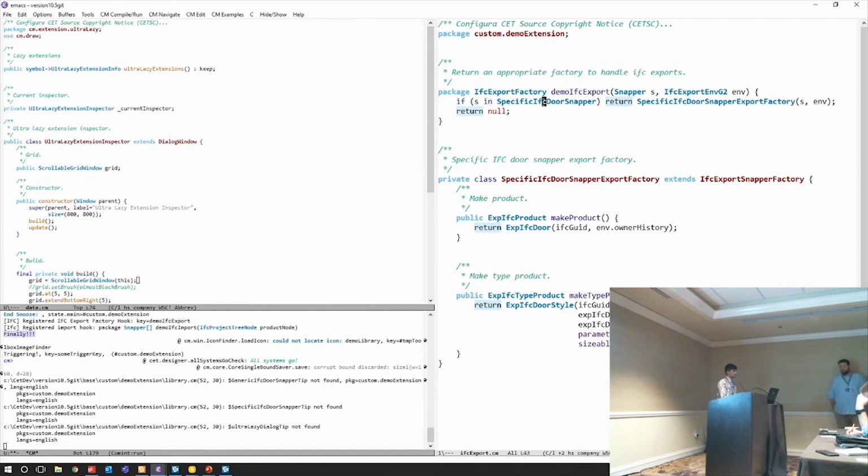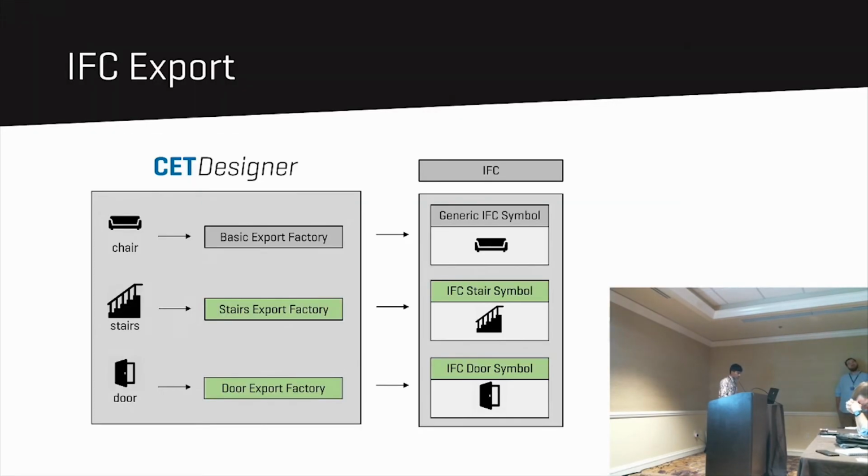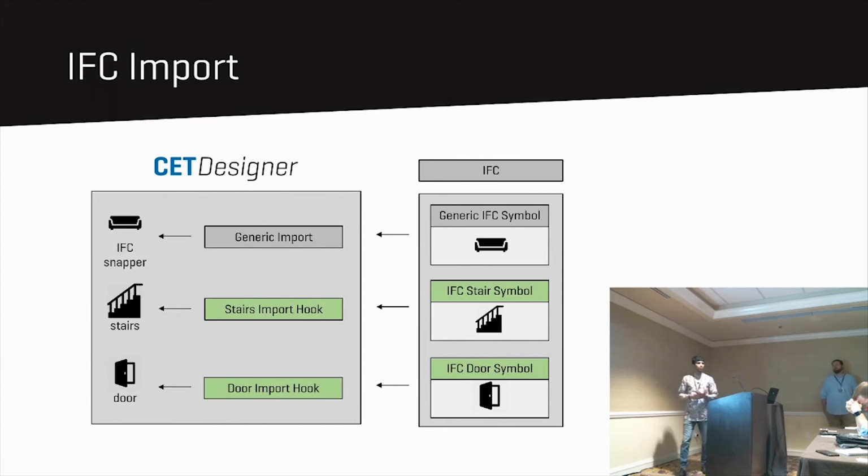You just check to see if the snapper is whichever snapper you want to deal with, and then you can map it to a certain export factory. And we have examples of this export factory in several parts of our system. We have it in stairs, we have it in building mechanicals, I believe. So you can look through those examples and figure out how to do this. And the same goes for the import functionality. Previously, if you were to import any IFC symbol, it would appear as a generic IFC snapper in CET Designer.